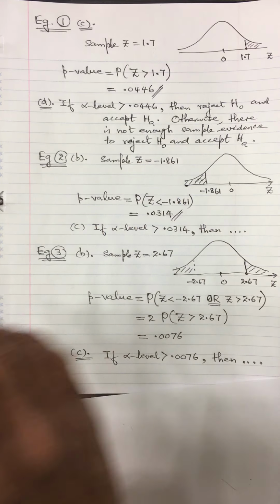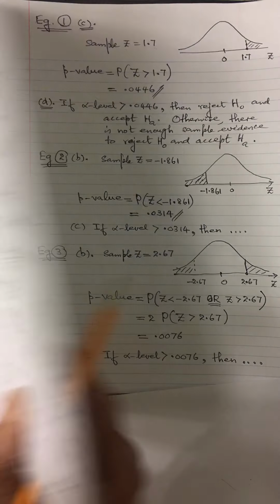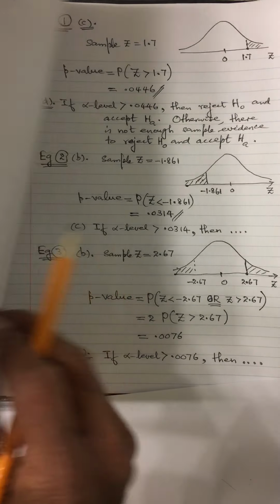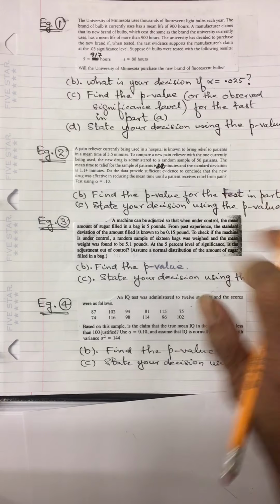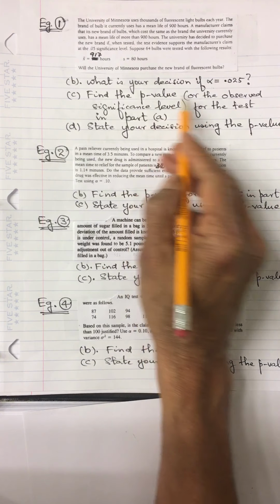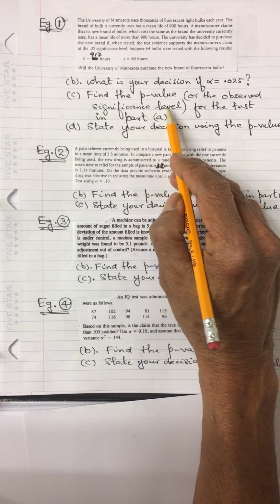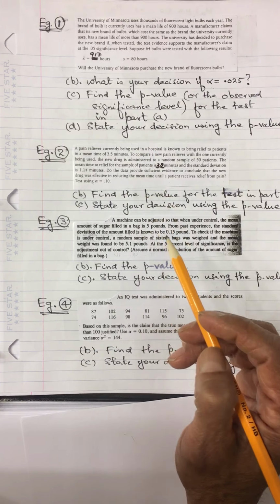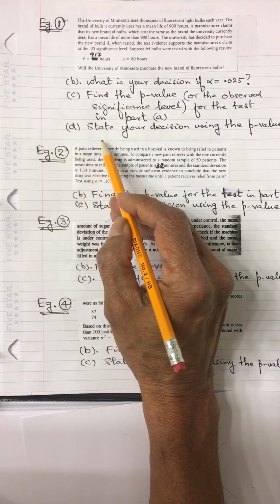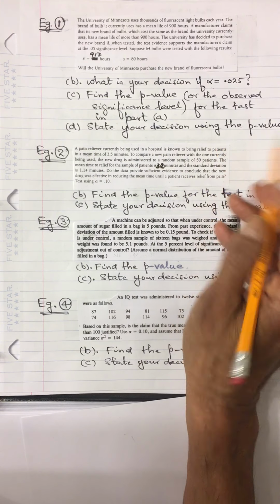So that is the answer for part C. In other words, the answer for this one, find the p-value, or the observed significance level, for the test in part A, is right there. Part D: state your conclusion using the p-value.